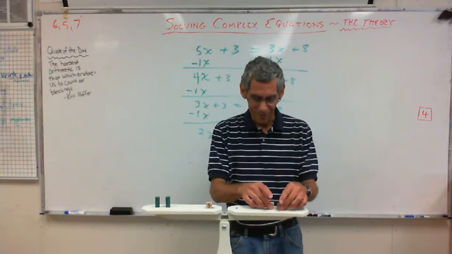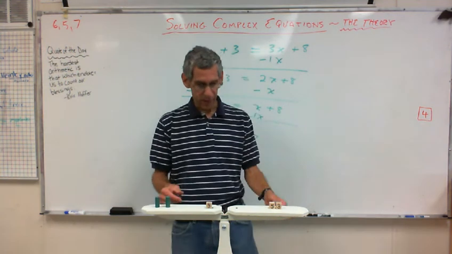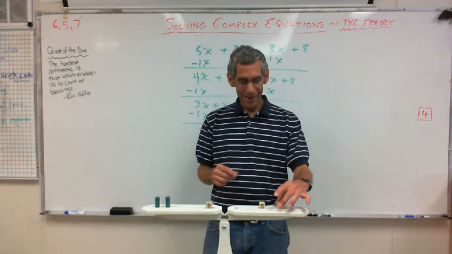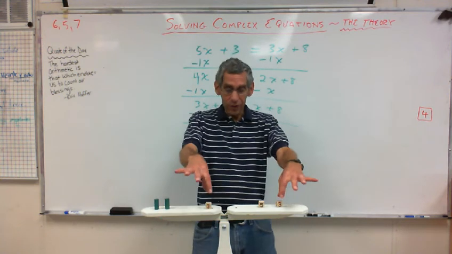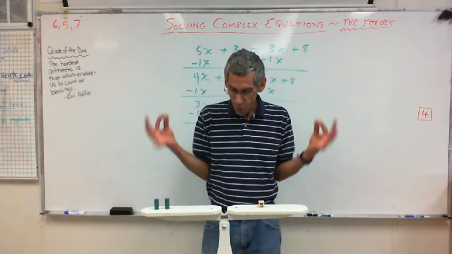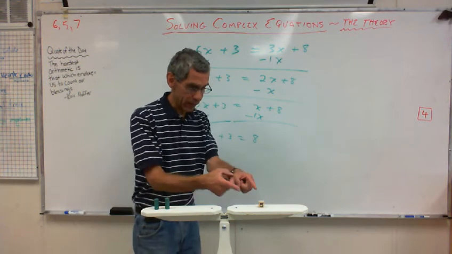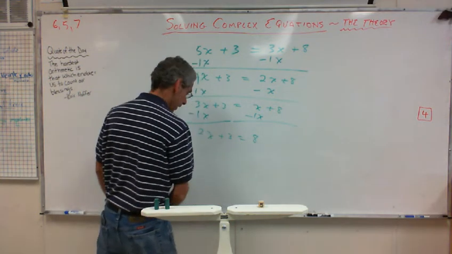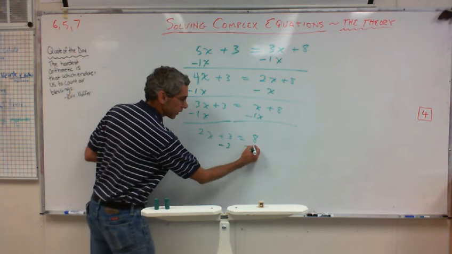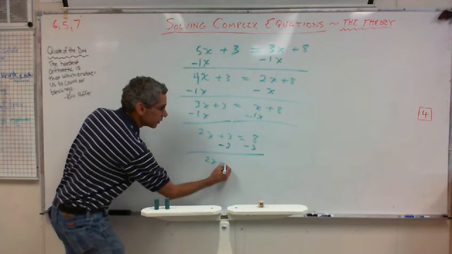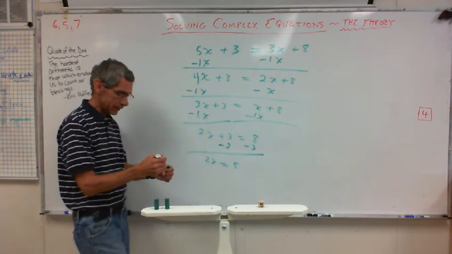Sorry, I should have done that faster. Okay, so it moved. Now it's perfect to balance it. Okay, so we're going to get rid of our 3s now. Oh my gosh, it's still in balance. So I have 2x equals 5. Let's see if that really still works. If I subtract a 3 from both sides, I have 2x is equal to 5. Oh my gosh, that's amazing.